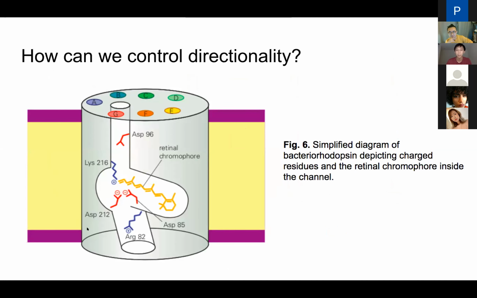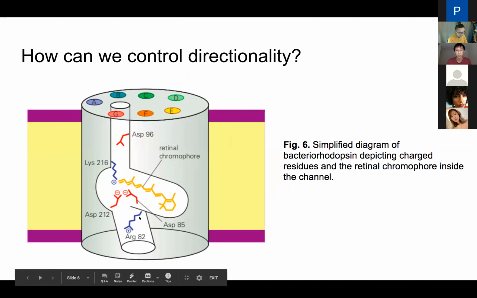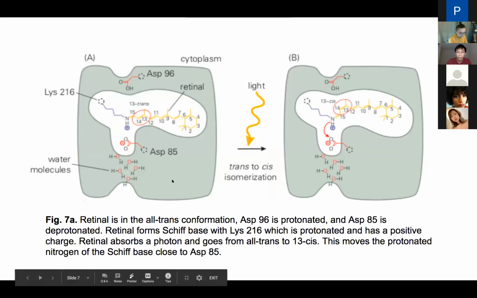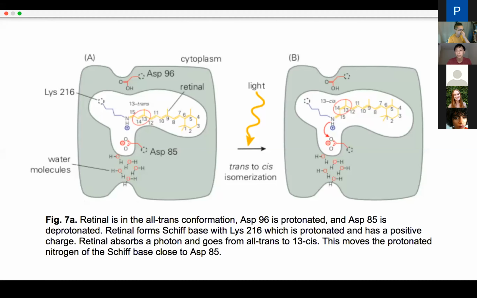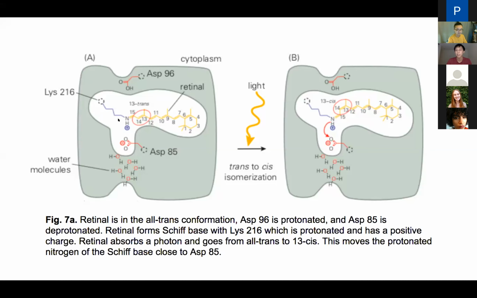Bacteria have developed this protein called bacteriorhodopsin, where you have this retinal chromophore that allows the movement of these amino acid residues that transfer the proton in a specific direction. So in bacteriorhodopsin, in the first step, you see that retinal is in all-trans conformation. You look at these double bonds, they're all trans. And it forms a Schiff base with a lysine residue at position 216. A Schiff base is just a fancy word for a nitrogen double bonded to a carbon and covalently bonded to something else. So this Schiff base is protonated.